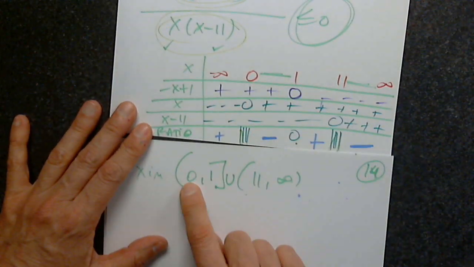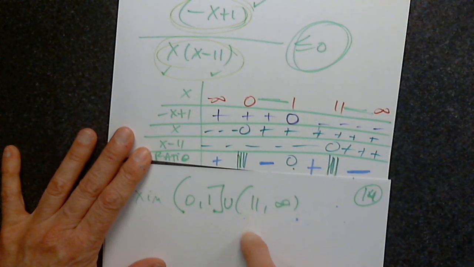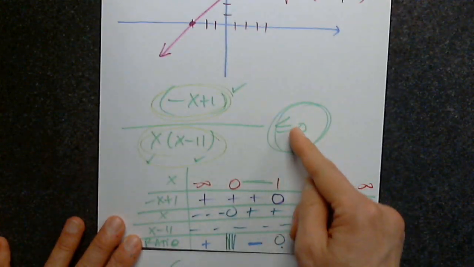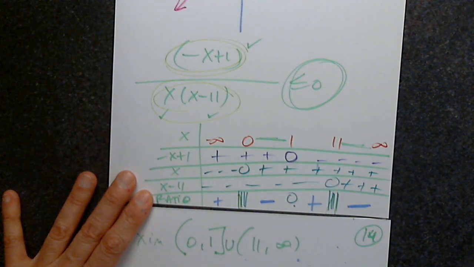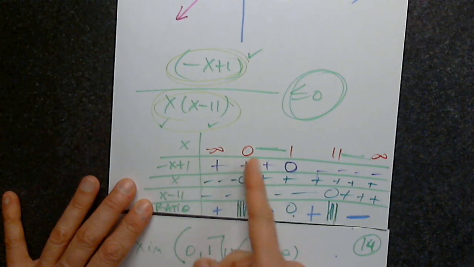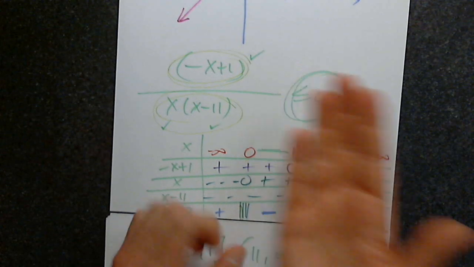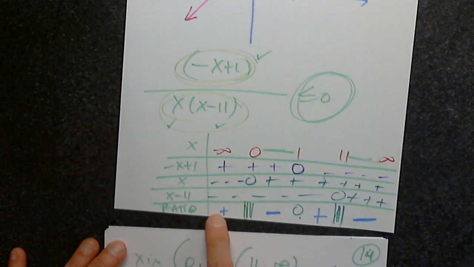But I cannot take 0, so it has to be open. I cannot take 11, so it has to be open. But it's this interval and this interval because of where the negative is. If this were reversed, I would have chosen the positives, this and this. Negative infinity to 0 for the positive, union 1 to 11 for positive. So positive is for these two, and positive is for these two. That's where I see the positive.